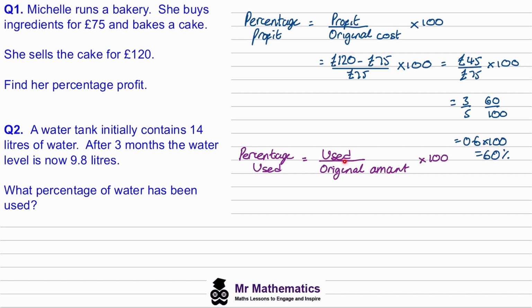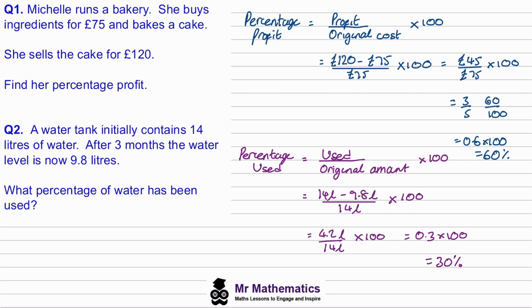But to work out the amount used, if it initially has 14 litres, and then it has 9.8, this will be the difference between the 14 and the 9.8 litres, divided by the original amount, which is the 14. And 14 take away 9.8 will give us 4.2 litres out of the original 14. We'll multiply this by 100, and when we simplify this fraction, we get 0.3, so our percentage will be 30%. What this tells us then is that 30% of the original 14 litres has been used.